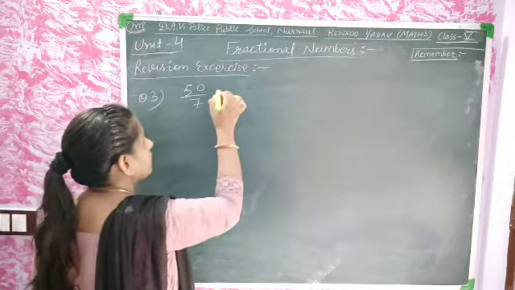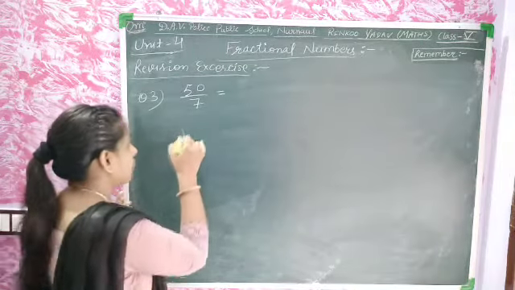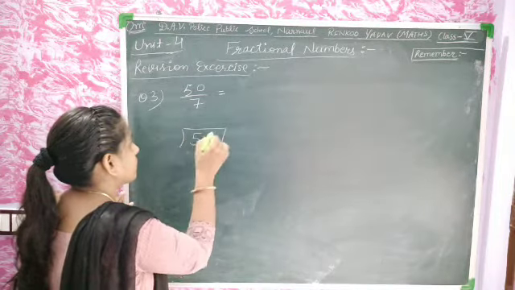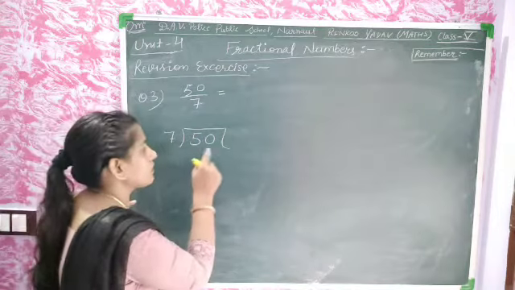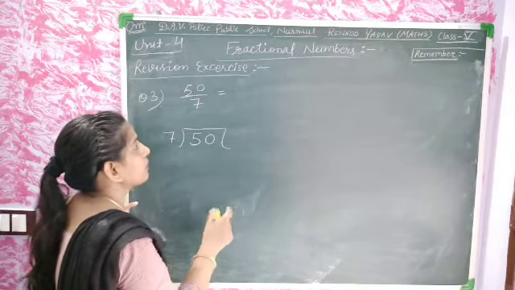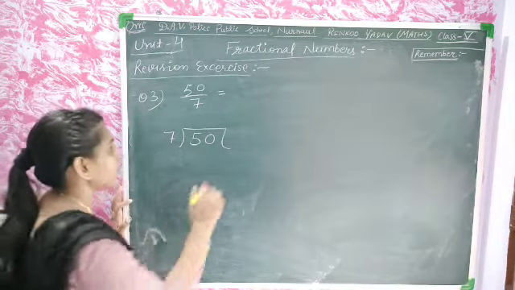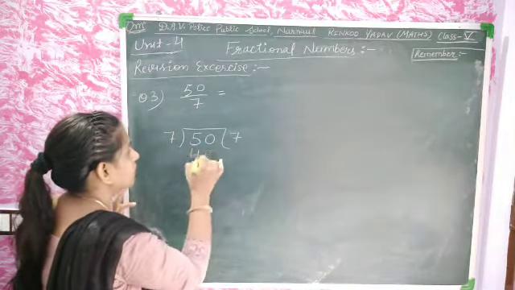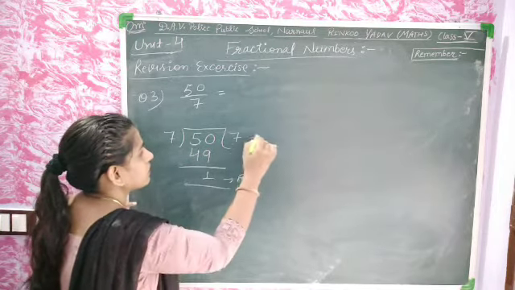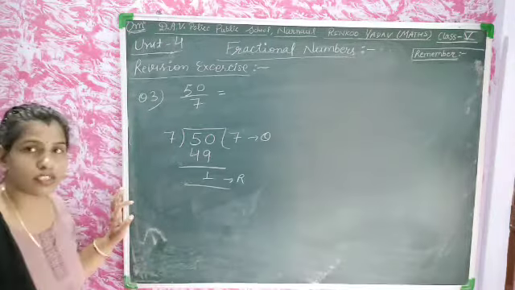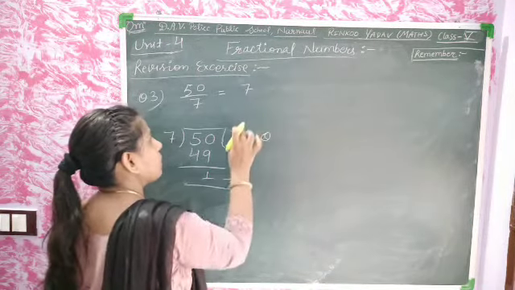Let's see. How do we calculate in the 4th class? Yes, we have already done it. This is 50 and this is 7. We will divide 50 by 7 and then whatever we get, we will write as a mixed number. See how we do it. 7 sevens are 49. There is a remainder 1, and this is the remainder. This is the quotient. Now write down the quotient here. This is the whole part.